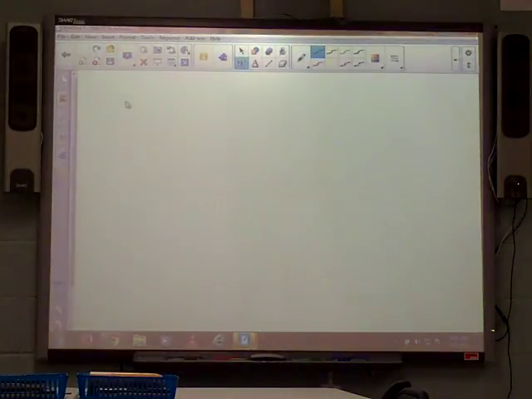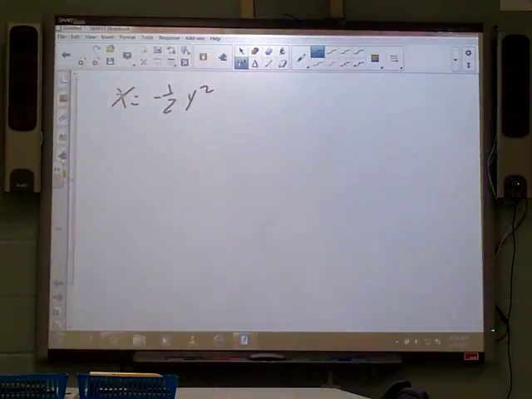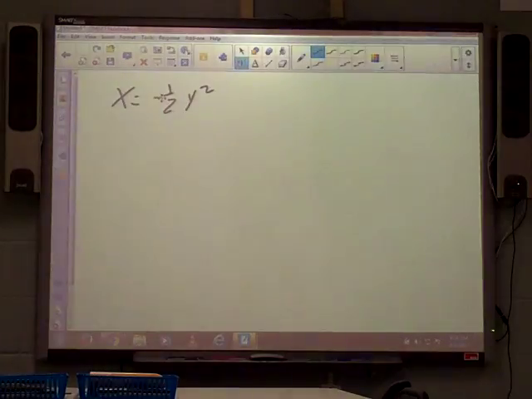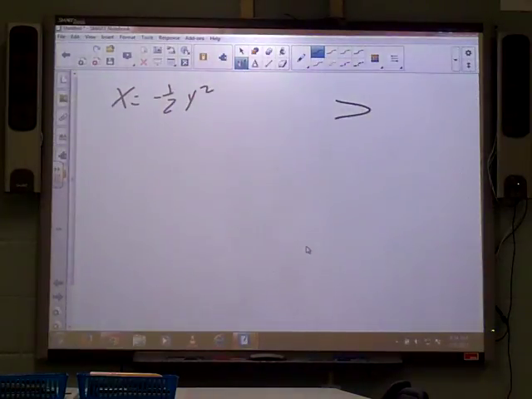Okay, so the equation they give me is x equals negative 1/2 y squared. Before I even start graphing this, I know that since it says x equals, it's going to be sideways. And since it's a negative out in front, it's going to point to the left. So I'm going to have a parabola that's doing that in a little bit, so I'll know to be on the right road.